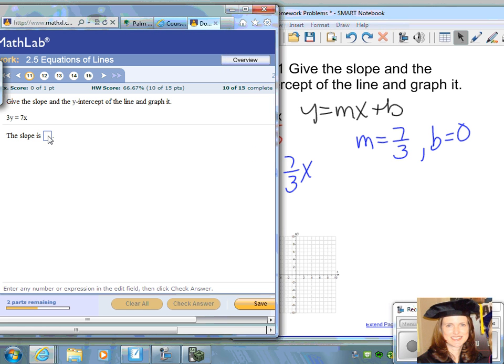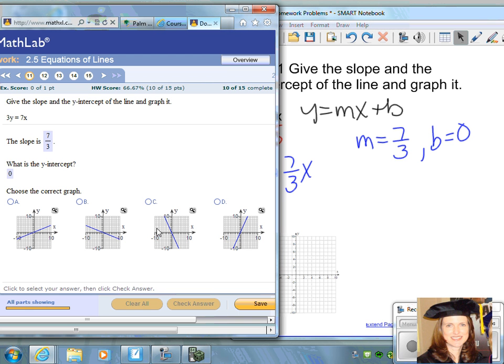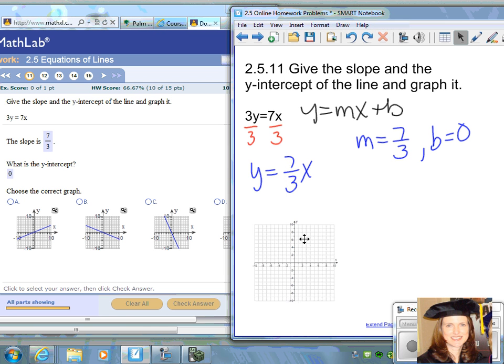So we're going to write the slope is 7/3, check our answer, and the y-intercept is 0. I think I'm going to have to write it as a point. No, we just type it in as 0. It could be written as 0 or the ordered pair 0, 0. Now we want to sketch the graph.